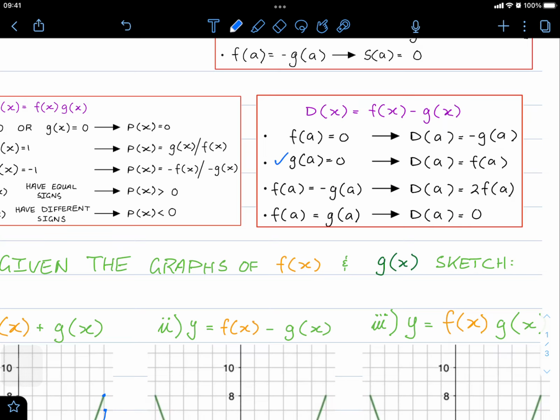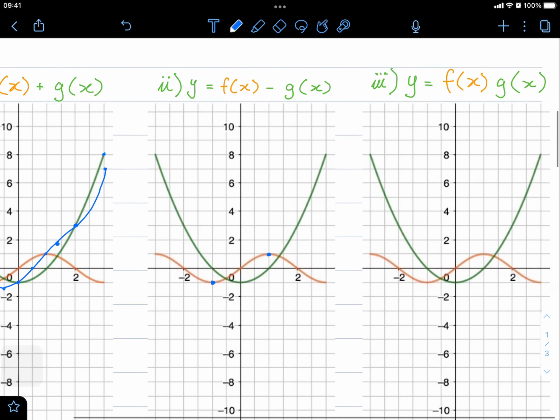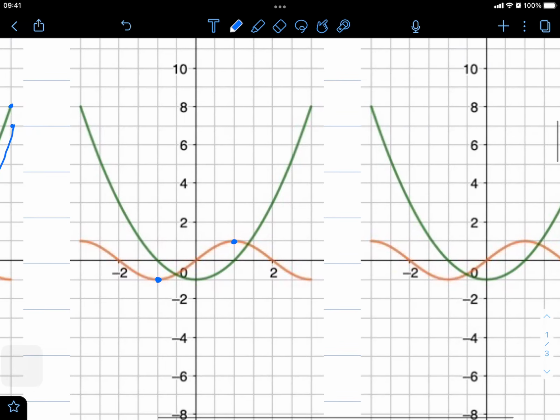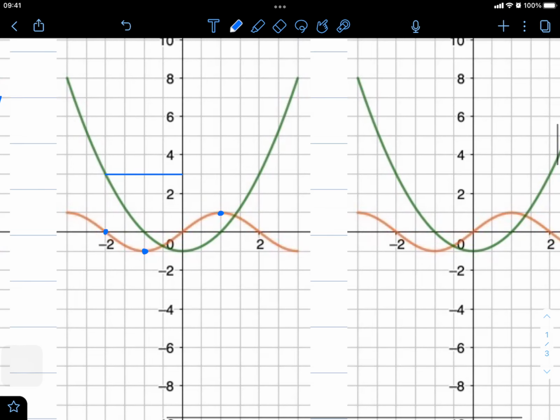So when g is 0 is done. Now when f is 0, g gets the opposite sign. So when f is 0, g gets the opposite sign. This is now currently at 3. It will become -3.